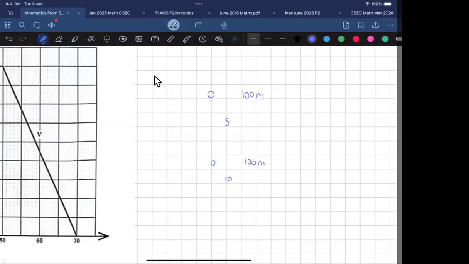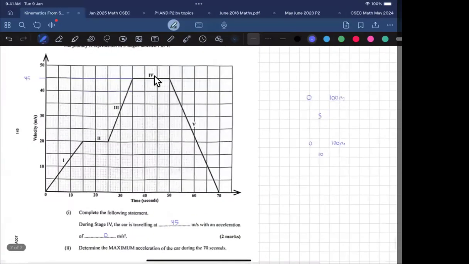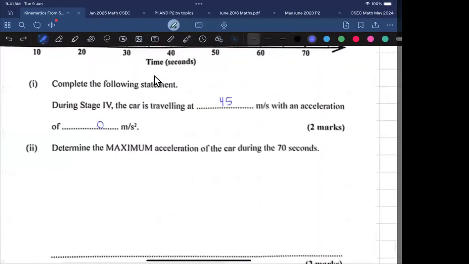Do you think it would be a more gentle gradient or a steeper gradient? Steeper. So we're looking to see which gradient is the steepest. Which gradient looks like the steepest? Tree. I would say so as well. So, determining maximum acceleration, what are we looking for? We're looking for the steepest positive gradient, right?